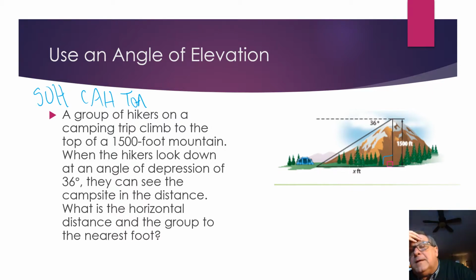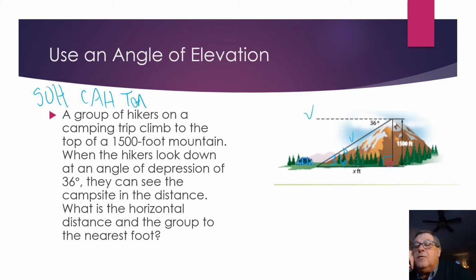If I'm at the top of the mountain and I look straight out, not looking down, where you see this dotted line right here, that's parallel to the ground. And this segment here is a transversal. So if this angle of depression is 36 degrees, this angle here at the ground is also going to be 36 degrees because they're alternate interior angles. So there's my theta, 36.